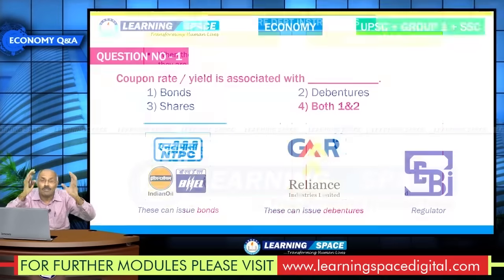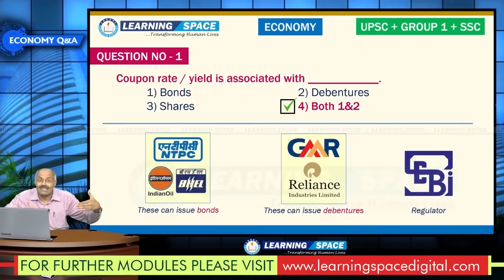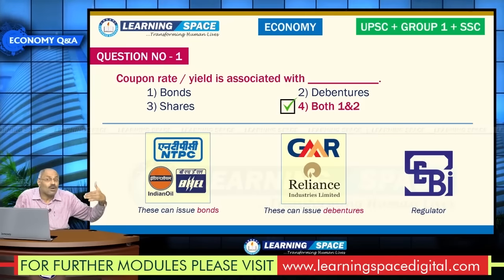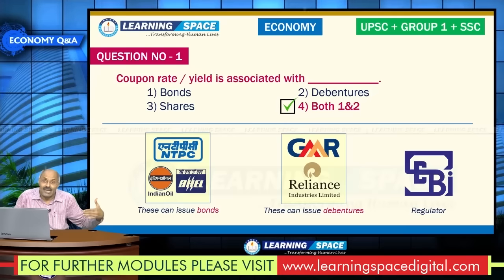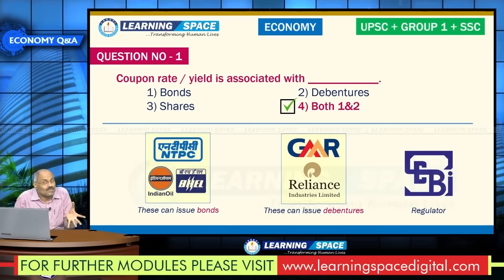So bonds and debentures are debt instruments which carry a fixed interest rate, and the interest rate is known as the coupon rate. You may have a pertinent question: who regulates shares, bonds and debentures? Shares, bonds and debentures come under capital market instruments. These three are known as capital market instruments, and the regulator is the Securities and Exchange Board of India.